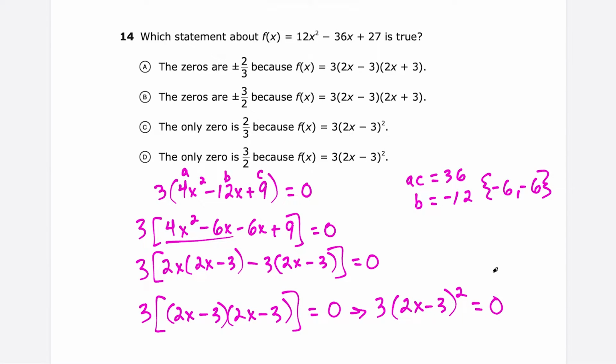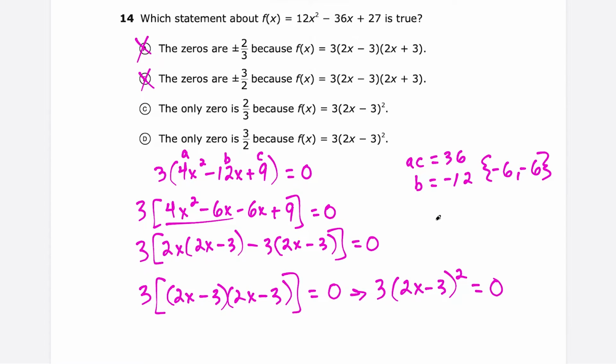And now this is equal to 0. So looking at what we have here, we could cross off choices A and B because this is representing kind of like a difference of two squares factoring. So we don't want this. And now all we have to do from this step is identify what the root is.